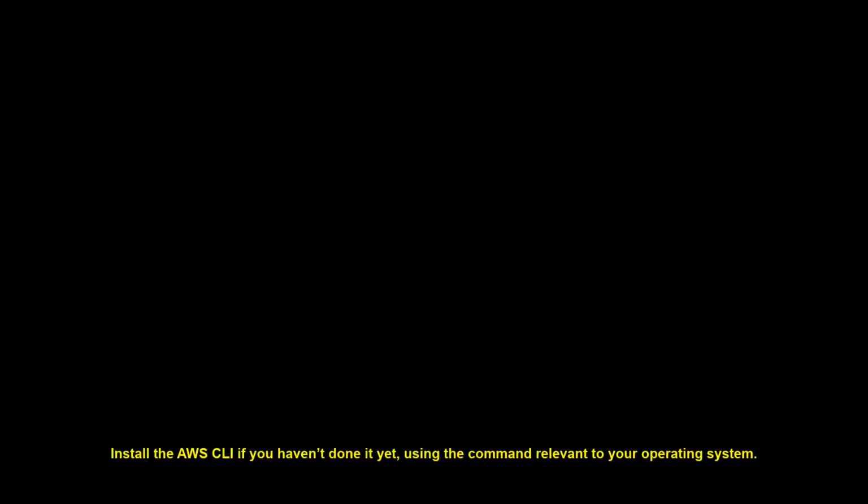Install the AWS CLI if you haven't done it yet, using the command relevant to your operating system. Once installed, configure the AWS CLI with the following command, aws configure. When prompted, enter your Cloudflare R2 endpoint as the AWS access key ID and secret access key. Set the default region name to match the region of your bucket. For the output format, you can leave it as JSON or choose another option based on your preference.